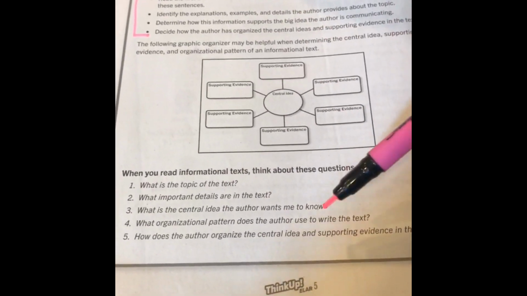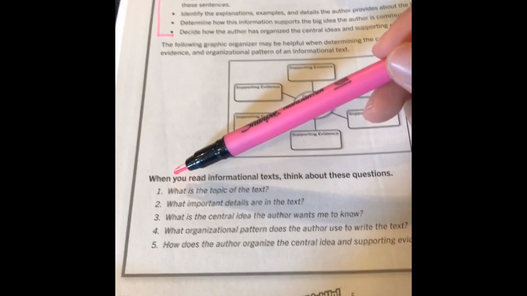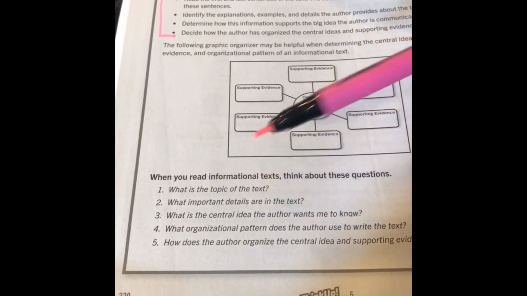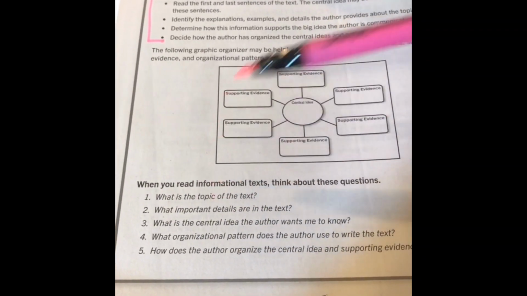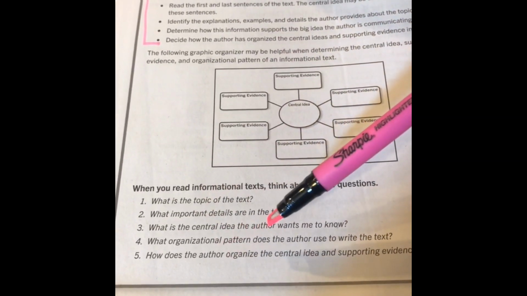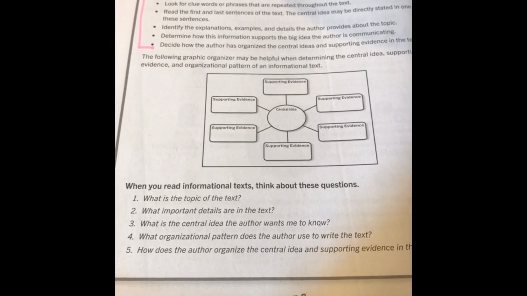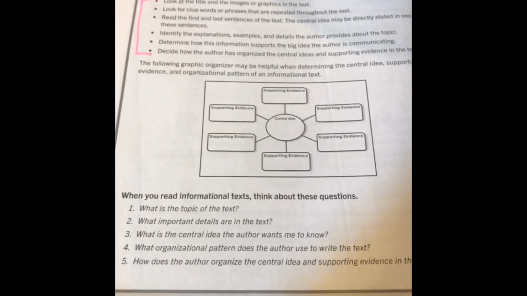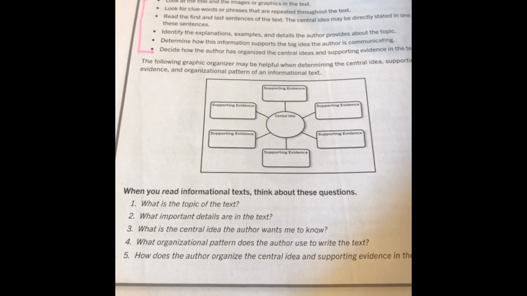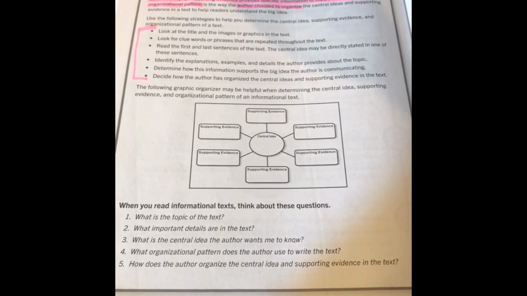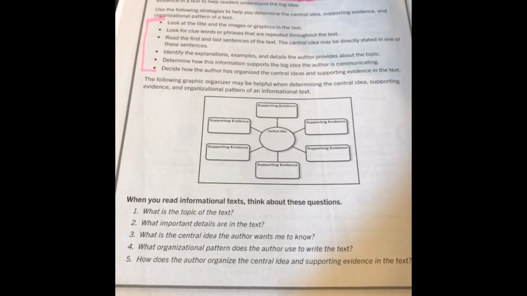And then down here, these are the questions that you're going to be thinking about as we're reading today's story. Number one, what is the topic of the text? So what are they talking about? Number two, what important details are in the text? So your supporting details. Three, what is the central idea the author wants me to know? So what's the main idea? Four, what organizational pattern does the author use to write the text? So that's the list of things that I gave you a little while ago with problem and solution, cause and effect, etc. And then number five, how does the author organize the central idea and supporting evidence in the text?